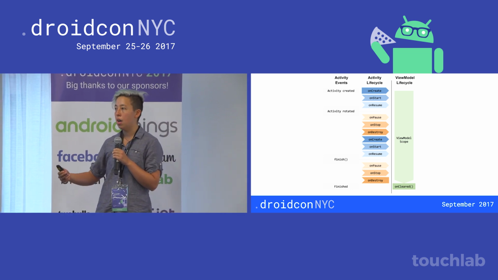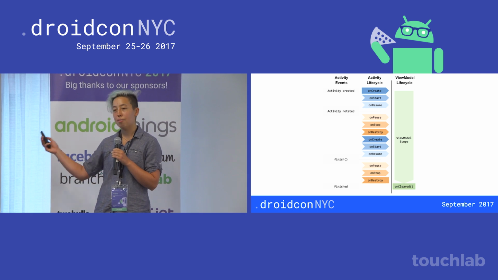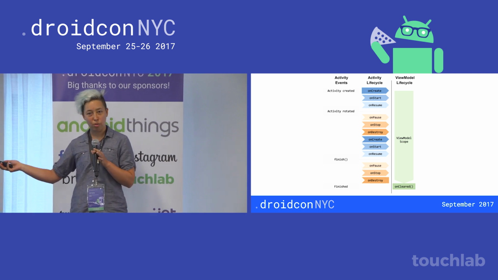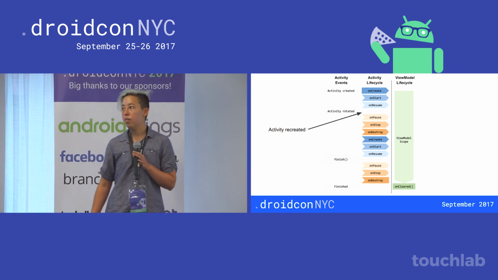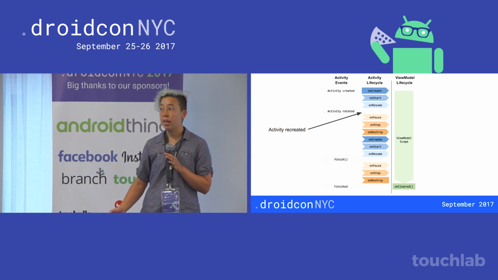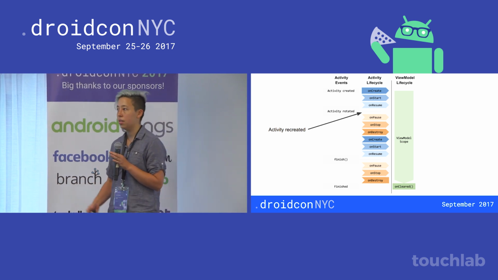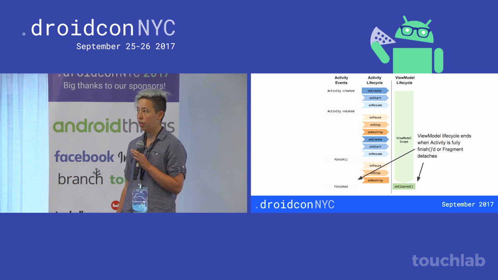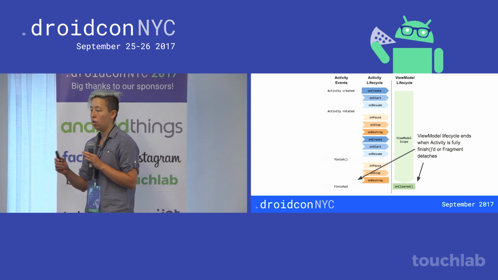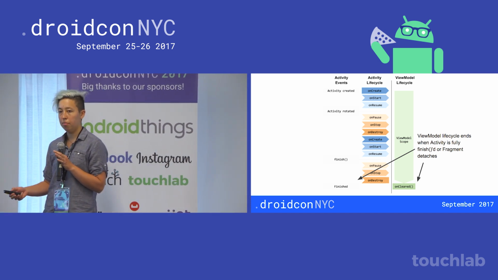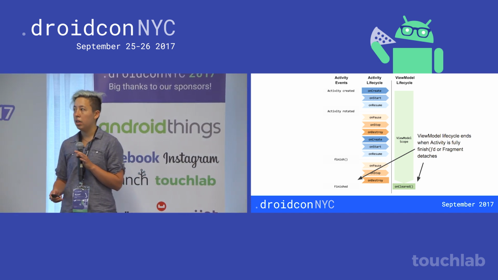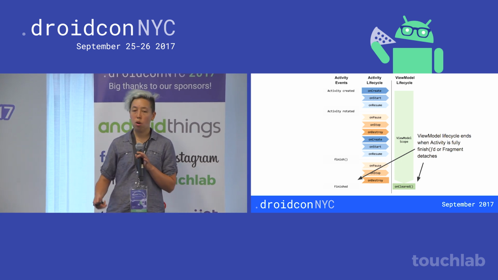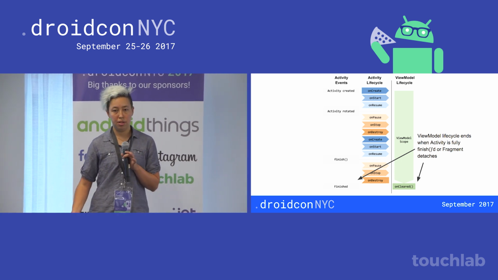And then you have the activity going through all of these different lifecycle events, and that ViewModel is just surviving throughout all of that. Even here, where the activity is recreated and it's technically a new activity instance, the ViewModel is still there. So the ViewModel's lifecycle ends, and that's really the only thing that we care about, when the activity is either fully finished or if the fragment that it's associated with detaches.